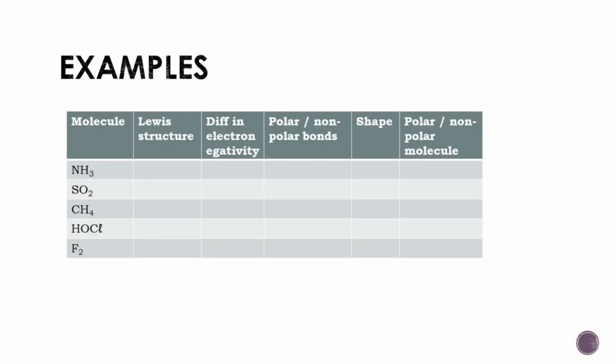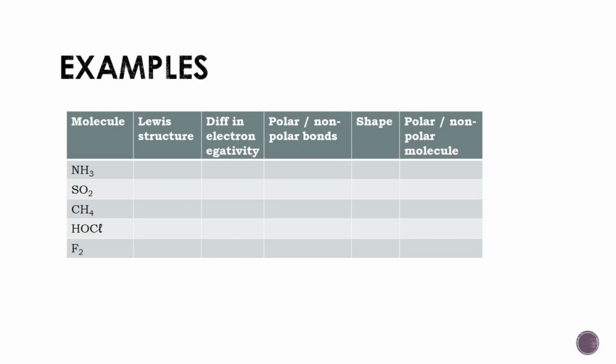So what I want us to do now is a few examples. Right now I'd like you to pause the video with this up, and then I want you to make a table in your book, and I want you to draw the Lewis structure, the difference in electronegativity, decide whether the bonds are polar or non-polar, the shape of the molecule, and then whether the molecule is polar or non-polar for the following: ammonia, sulfur dioxide, methane, HOCl, and F2, where it is obviously a diatomic molecule. So pause now. Right, I trust you enjoyed doing this little exercise, and here are some answers.